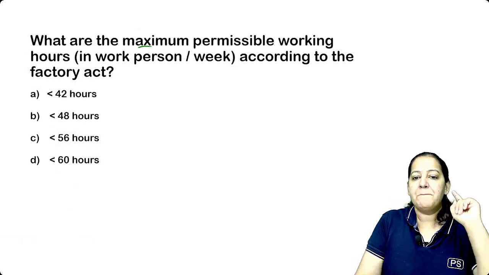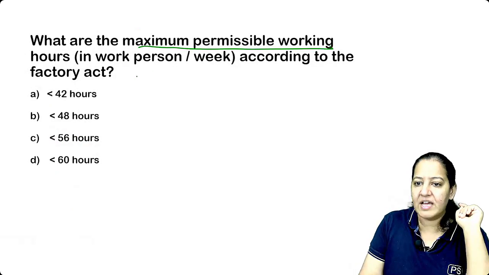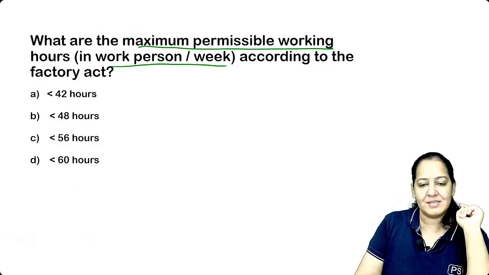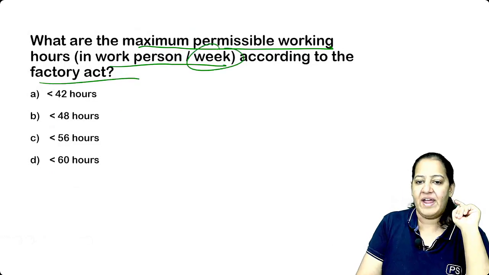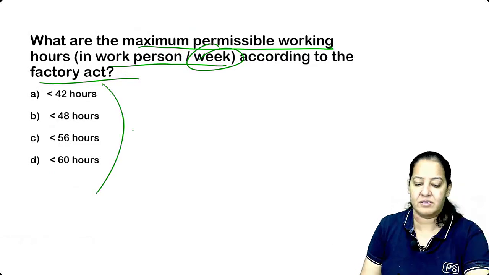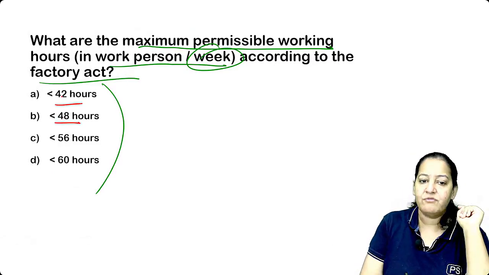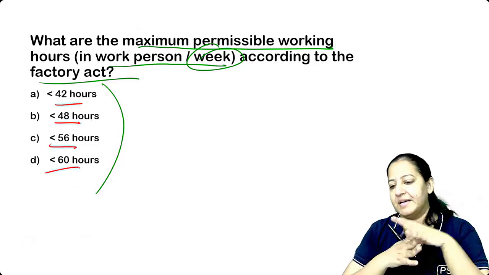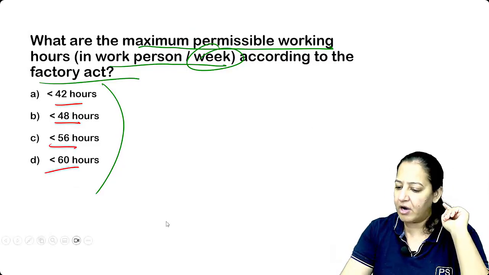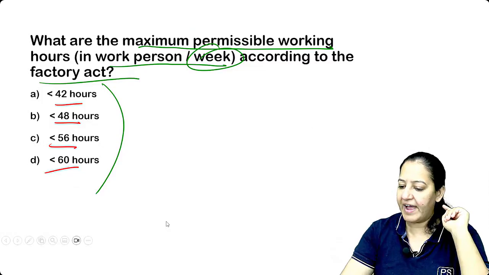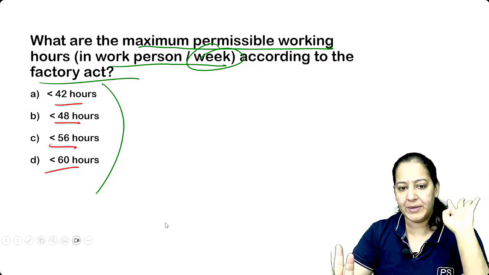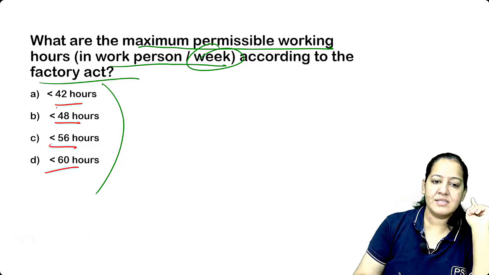What are the maximum permissible working hours? Hana, work per person per week, according to the Factory Act. Per week, how many hours can a person work? 48 hours, 42 hours, 56 hours, or 60 hours? Maximum. I have not mentioned overpay. I'm asking normally only. So the correct answer is 48 hours.